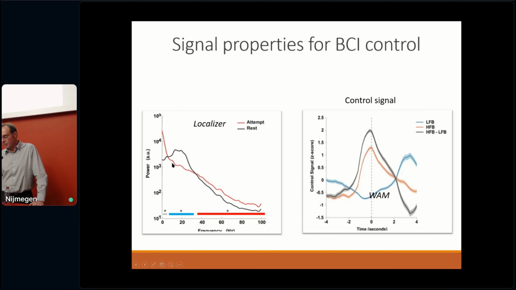So if you subtract the 2 from each other at each point in time, you get a control signal, this one, which is very strong. And that's really necessary to avoid what we call false positives, that is selections that the person doesn't want to make. And we had a level of minimum 80% correct.